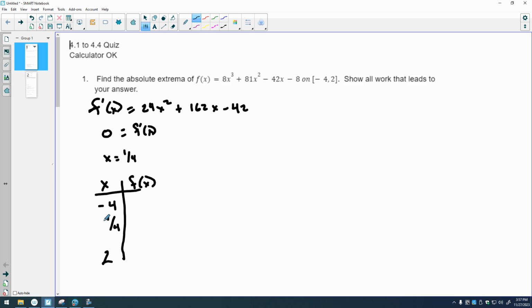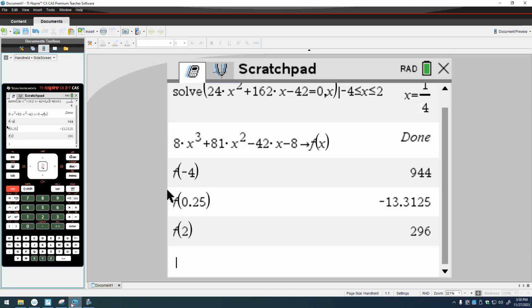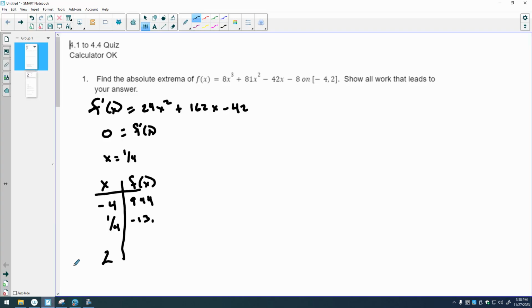Okay, so now I can go back and fill them in. So I have -4 was 944. 1/4 was a negative 13 point, where was it at? Negative 13.313. And 2 was 296. Okay, so clearly 944 is my max, and -13, etc. is my min.